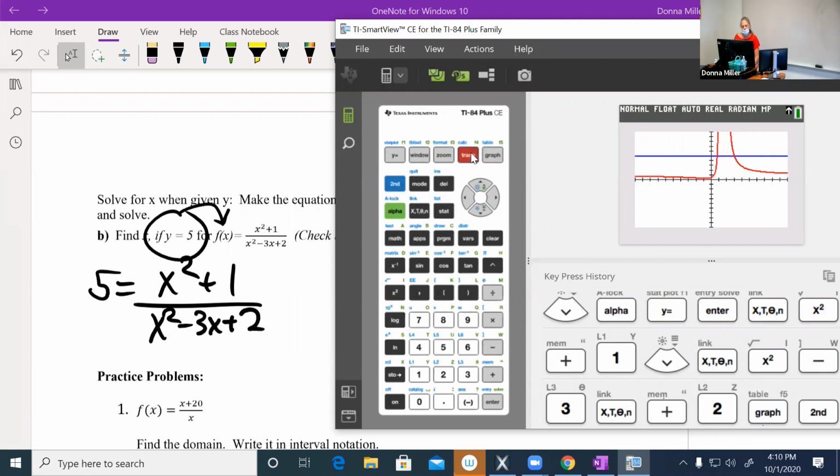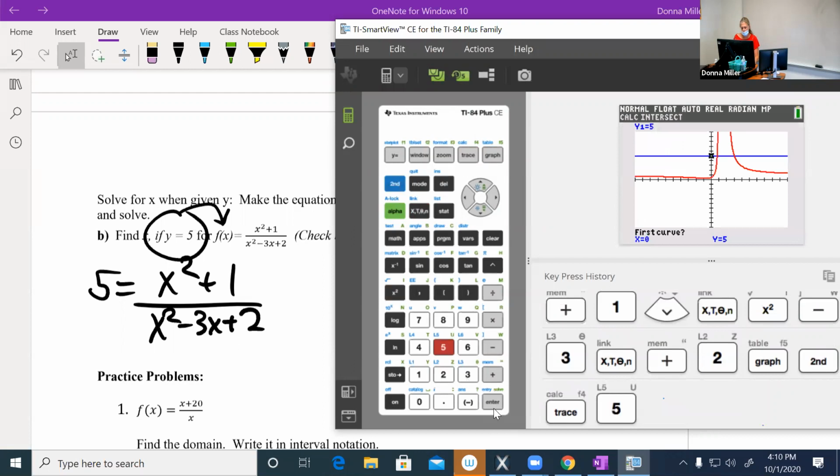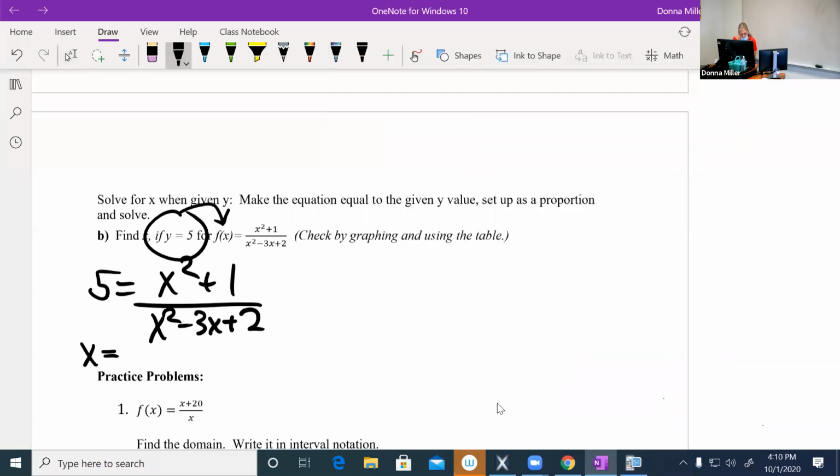Second, trace, 5. Enter, enter, enter. All right, so one solution, I'm solving for x. Do I care about y? No, right, only x. So x is 0.75 or 3/4. And I have to go find the other one.